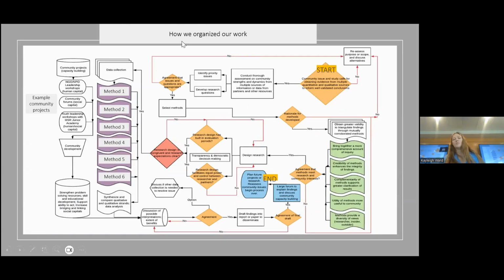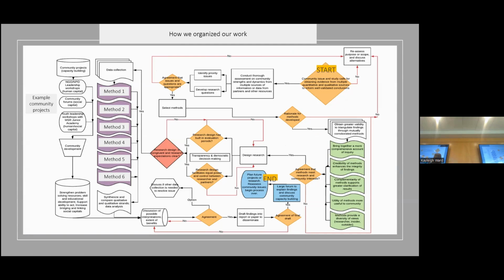So I did not show this because obviously this is way too convoluted to have during a talk. But we essentially created this like, if you say yes, pass go. If you say no, return to where you started. So you start up here, like whatever issue you're dealing with calls for obtaining evidence from multiple quantitative and qualitative sources, which you as a researcher can do. You say yes, you move on.